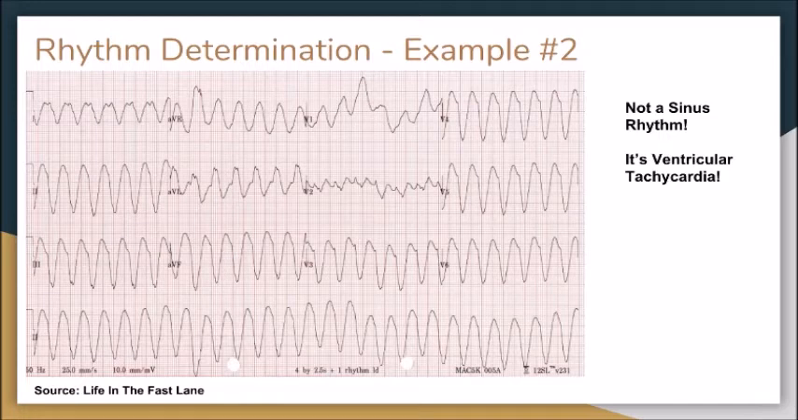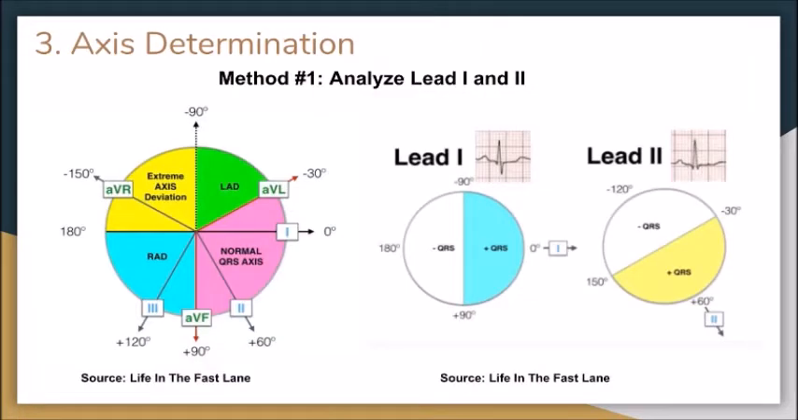Now, I haven't gone into how to distinguish between supraventricular and ventricular once you've ruled out sinus yet. I'm saving that for another video. But for now, I just want you to get in the habit of being able to tell if an EKG is sinus or not, based on whether or not there are normal P waves in leads 1 and 2. So now, let's discuss how to determine the axis of the heart.